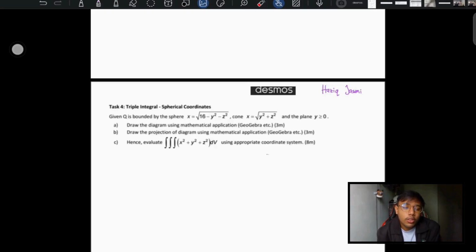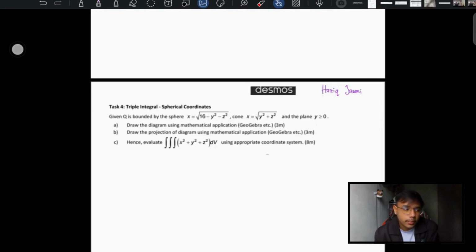Question A is to draw the diagram using a mathematical application, and question B is to draw the projection of the diagram using a mathematical application. Question C is to hence evaluate the given integral using an appropriate coordinate system. For questions A and B, I use the Desmos website, which I will show you after this.